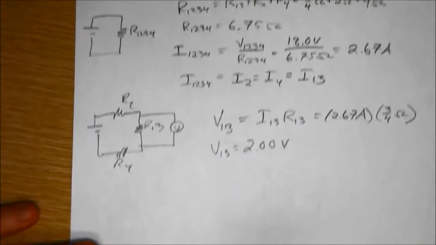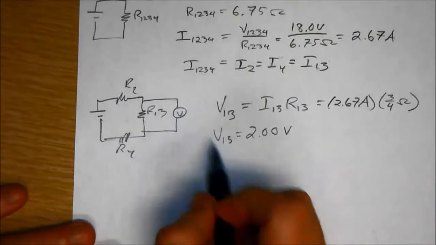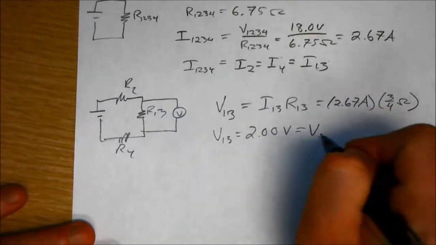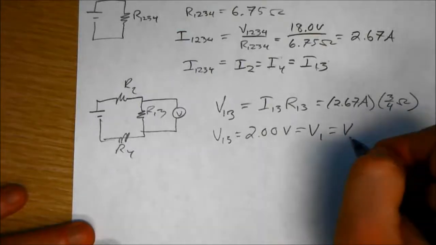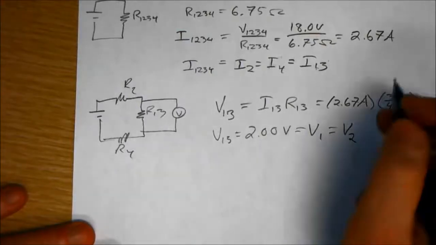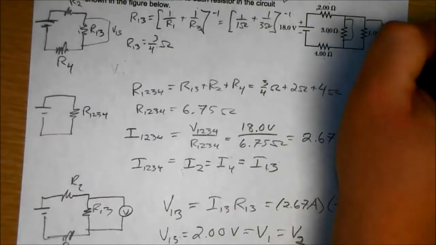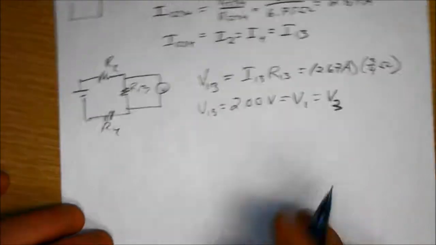That voltage is going to be the same as the voltage drop across resistor 1, and it's going to be the same as the voltage drop across resistor 3. Because in parallel, this voltage is the same as that voltage.